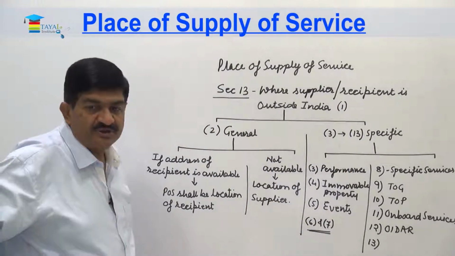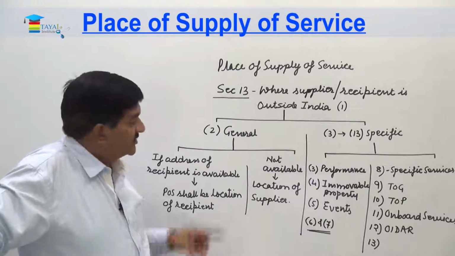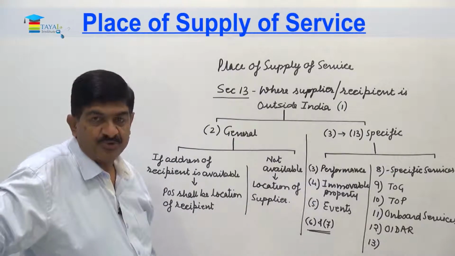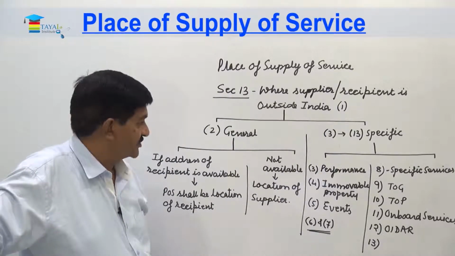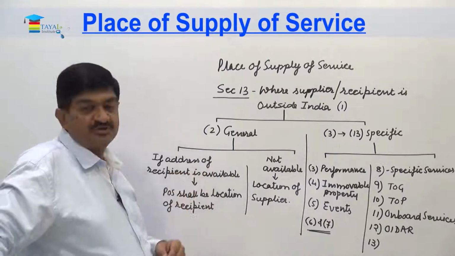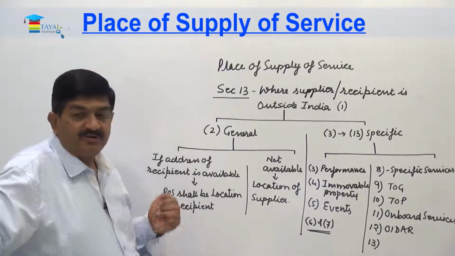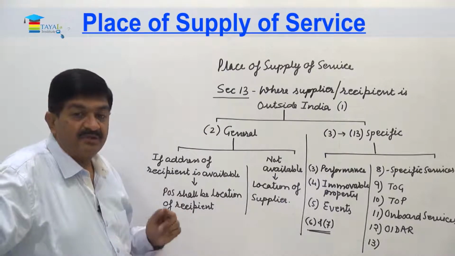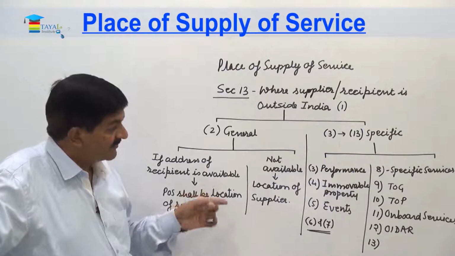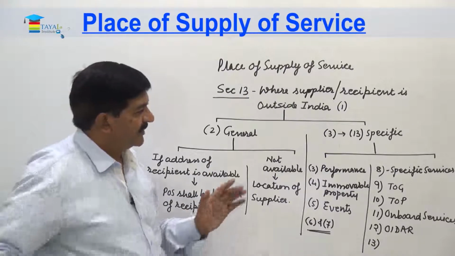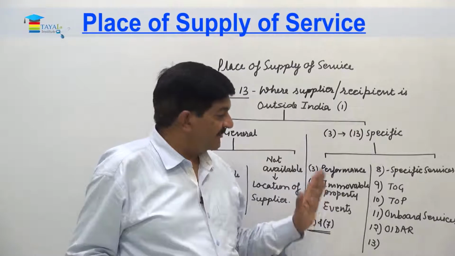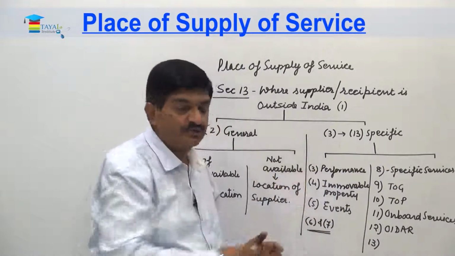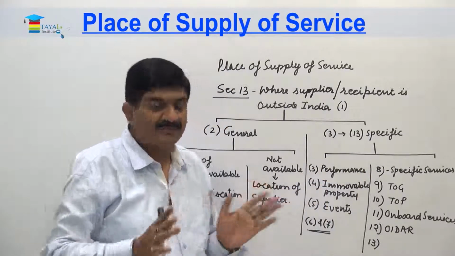Subsection 2 is talking about generally what shall be the place of supply, and general will be applicable if a situation is not covered in specific situations given under subsection 3 to subsection 13. Generally, if the address of the recipient is available, then the location of recipient is the place of supply, and if it is not available, then the location of the supplier will become the place of supply. Then we have subsection 3 to 13. I have intentionally divided that in two parts because subsections 6 and 7 are specifically related to this. Otherwise, there is no reason for making the bifurcation.